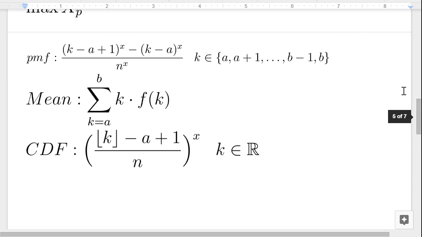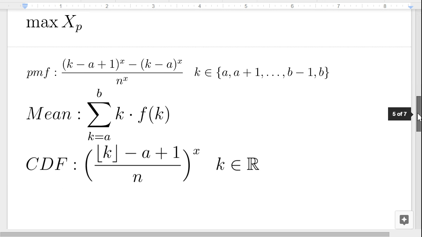I'd be interested to know if someone could figure out one that looked nice, because I'm sure you could shove this into it. So f of k is this. So you add up k times this for all of the values you have. I'm sure you could get something that looked very nasty, but I was hoping for something nicer, and so that's why I just left it like this, because this is just the definition of mean.